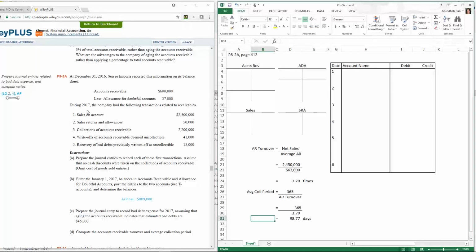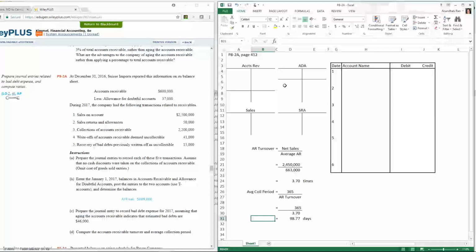During 2017, the company had the following transactions relating to receivables: sales on account, sales return and allowance, collection of receivables, write-off of receivables, and then recovery of receivables that we thought were going to be uncollectible. They've asked us to prepare journal entries for these five sets of transactions and asked us to omit the cost of goods sold entries. Then they've asked us for various other things that follow after we do the five journal entries.